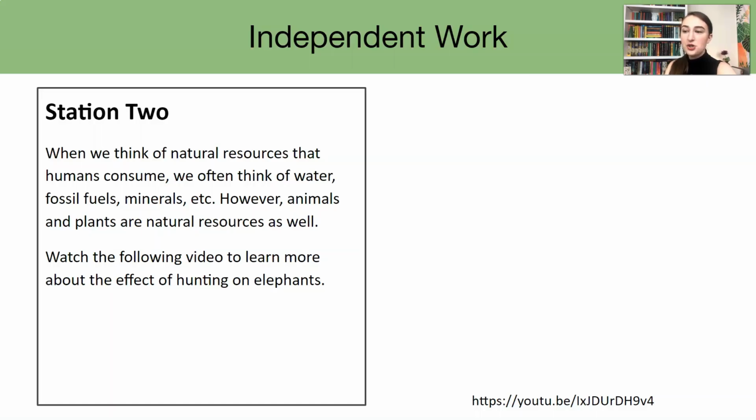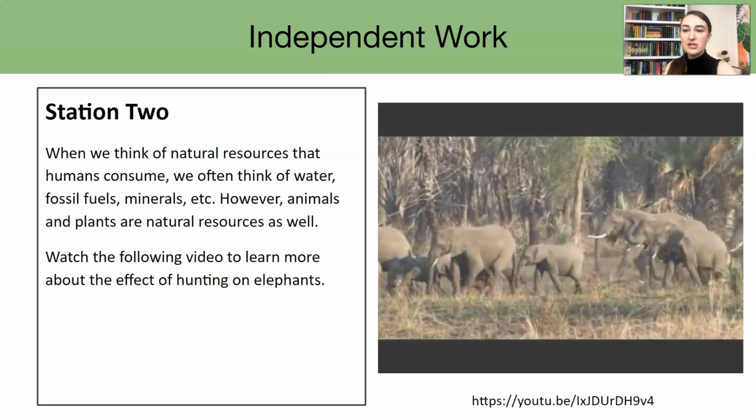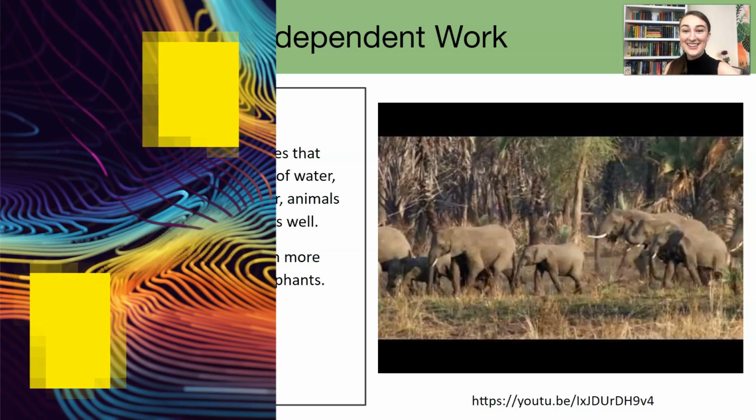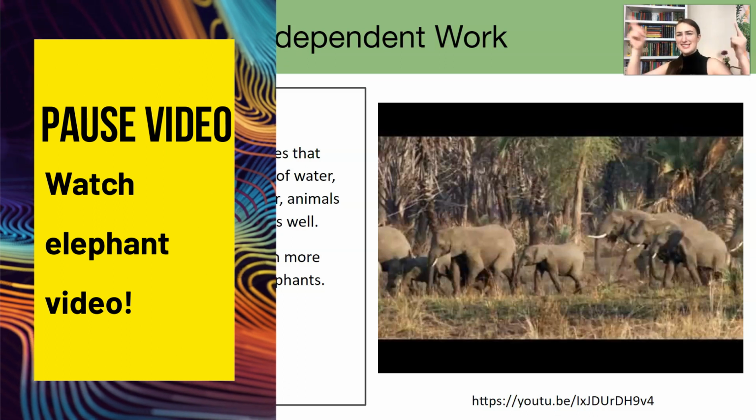So, station 2, when we think of natural resources that humans consume, we often think of water, fossil fuels, minerals, etc. However, animals and plants are natural resources as well. Watch the following video to learn more about the effect of hunting on elephants. Goodness gracious. So pause this video, watch this video down here, and come back to this video.